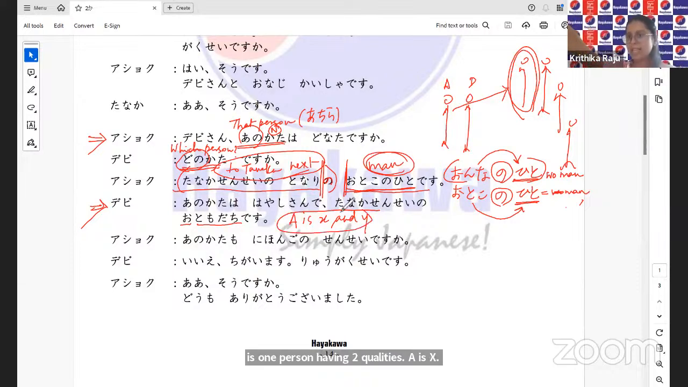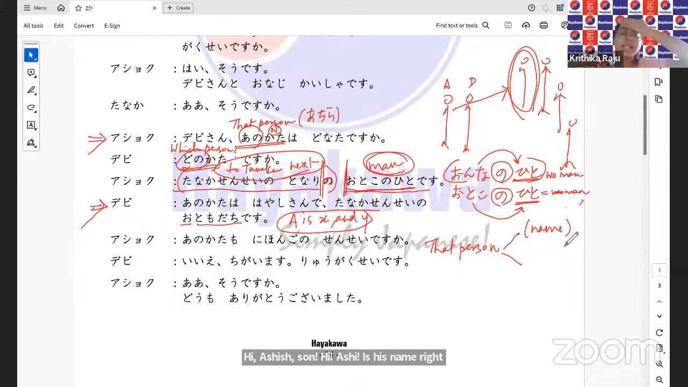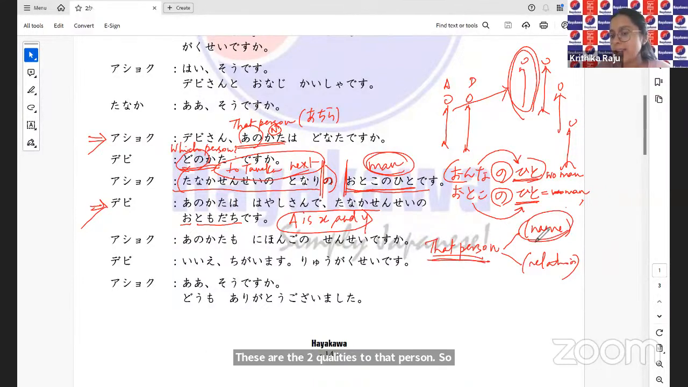So she is referring to that man again, saying, Ano kata wa. So she gets who Ashok is pointing to. She says, that person. Ano kata wa. Now two qualities. One is his name, Hayashi-san. Hayashi is his name, right? Hayashi-san de. And the second one is his relation to Tanaka sensei. Let's just say relation. So these are the two qualities to that person. So ano kata wa Hayashi-san de Tanaka sensei no otomodachi desu. One person, two qualities, right? That is that sentence. Ano kata wa Hayashi-san. That person is Hayashi-san and he is Tanaka sensei's otomodachi.